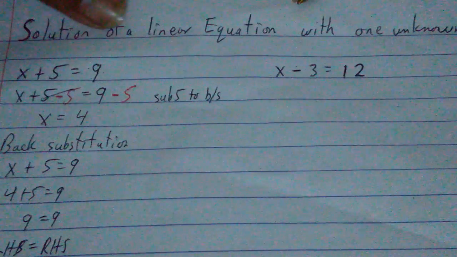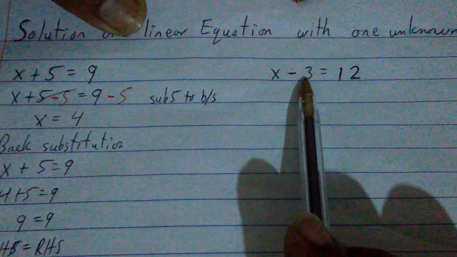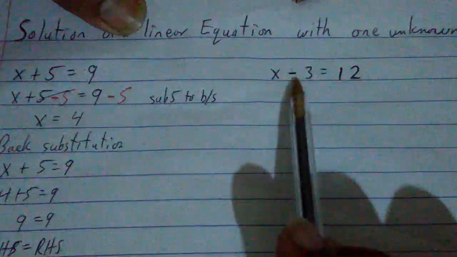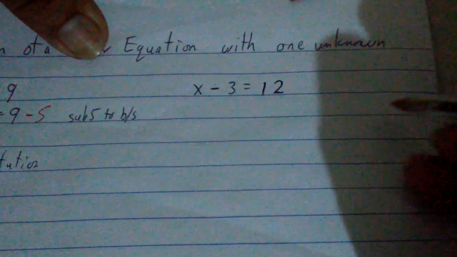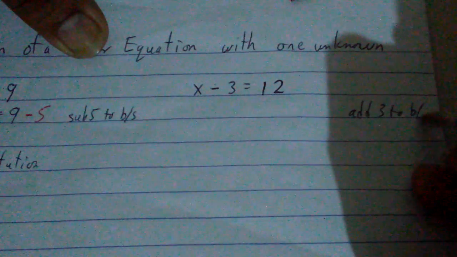Now let's go to the second one. Here we have a negative value, or minus 3. We need to get rid of this negative 3. How do we get rid of this? By adding the same amount. So we're going to write here, add 3 to both sides.